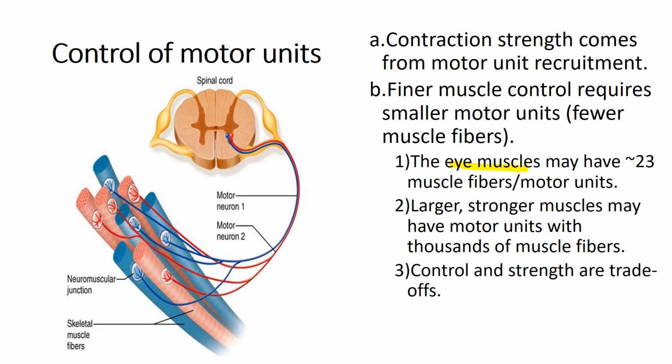ratio, okay? However, strength control is when we have one motor neuron controlling many muscle fibers, and that allows for greater strength production because of a greater recruitment. And so, for instance, this is with the gastrocnemius, and that can have about 1,000 fibers per nerve fiber. So there is a fine control versus a strength trade-off for the two.